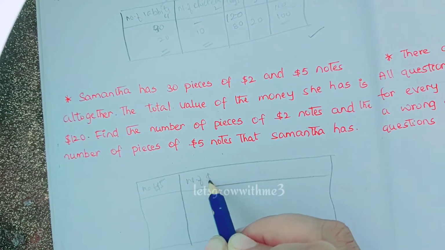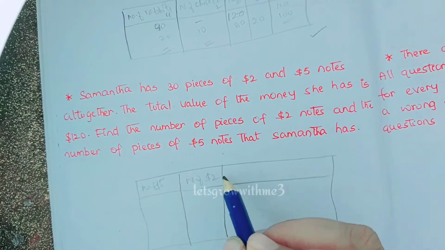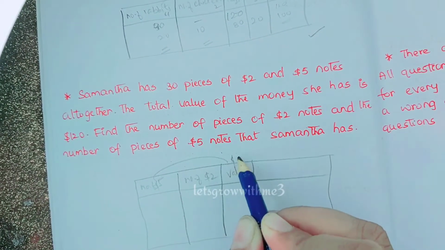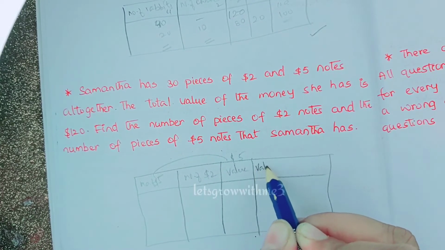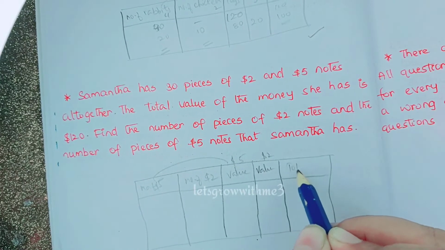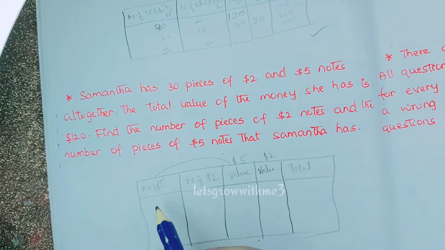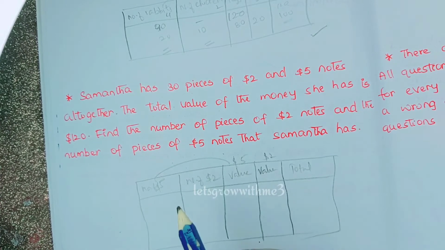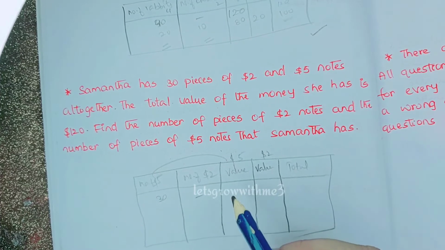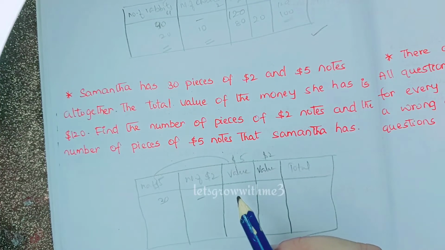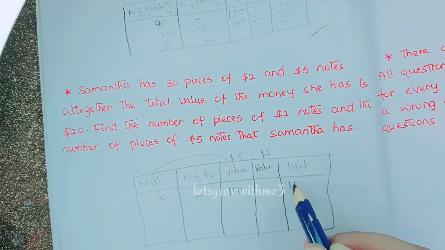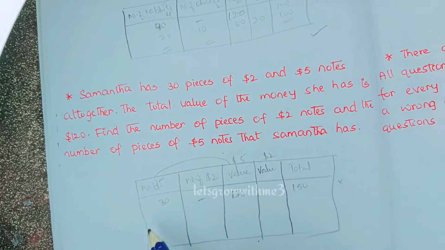As I told, you have five blocks. This is the number of $2 and $5 notes, and this is the value of $2 and this is the value of $5. So 4 columns like that, and one more column for the total value. Let's think that we have only $5 notes. So let's take 30 and no $2 at all. The value of 30 is 150, so the total is 150, which is far away from our 120. So this is a wrong combination.